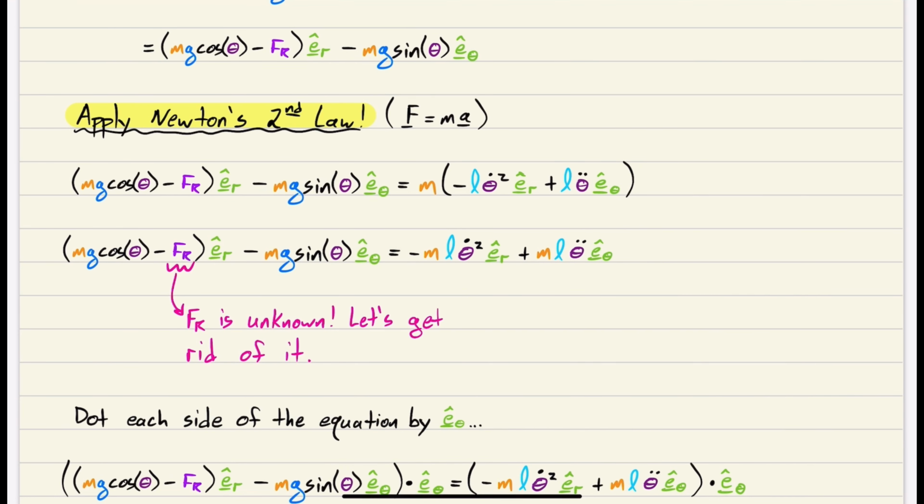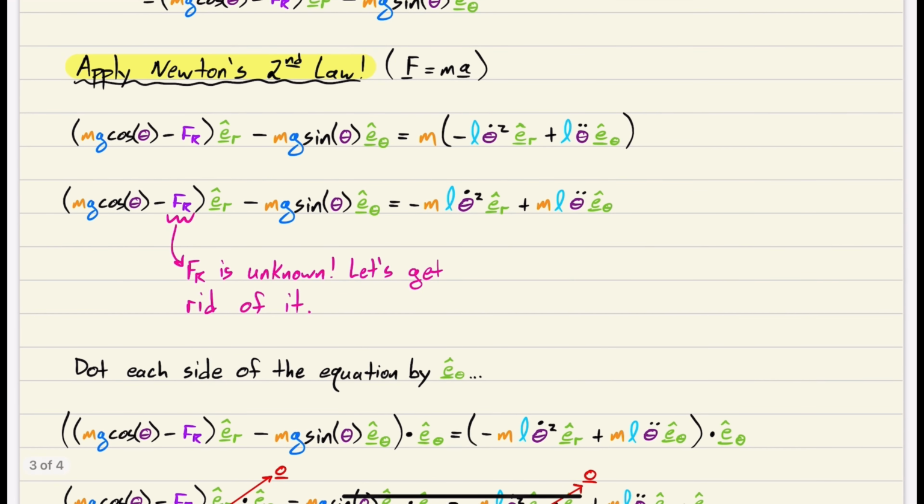And you can see that we have an unknown in here. We don't know what F_r is. That's fine, let's get rid of it. How do we get rid of it? Well, we know that it's in the e_r component. So what if we just dot this entire thing by e_theta? What's e_r dotted with e_theta? It's 0. There's nothing wrong with dotting both sides of an equation by the same thing. You can add 1 to both sides of an equation, or subtract 1 from both sides, it's the same thing. So we're going to dot both sides of the equation by e_theta.